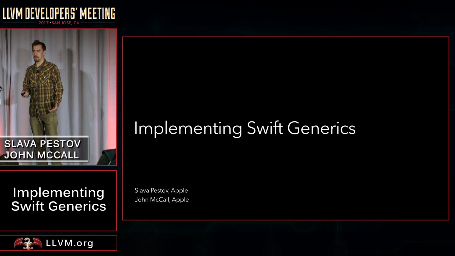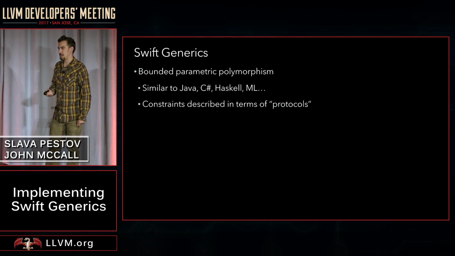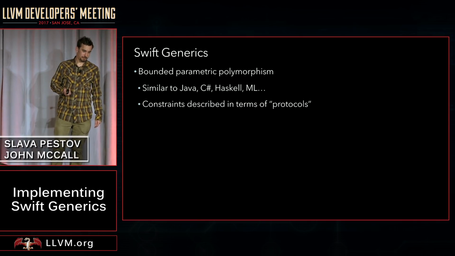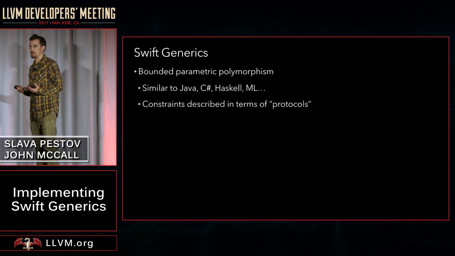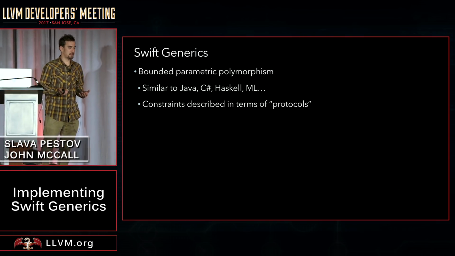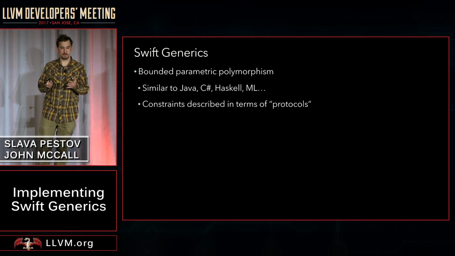So what does Swift do? Well, Swift does something different, and it will take most of this talk to describe that. But first, let's start by giving an overview of the language. So in Swift, generic parameters are bounded. This means that the type signature of a generic function places constraints on those parameters, which describes what you can do with values of that type.